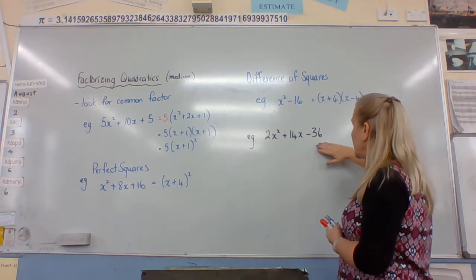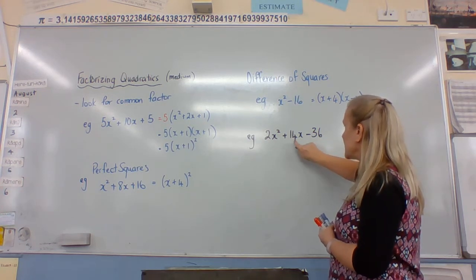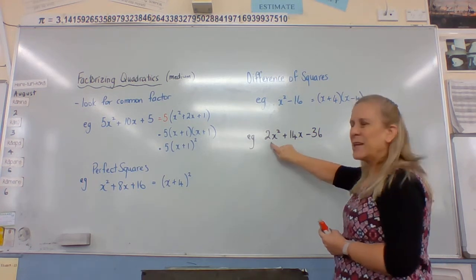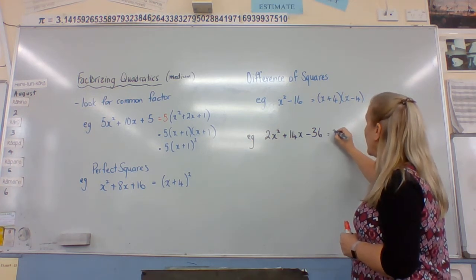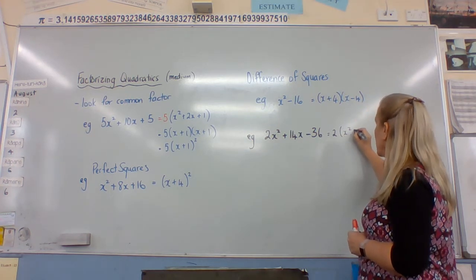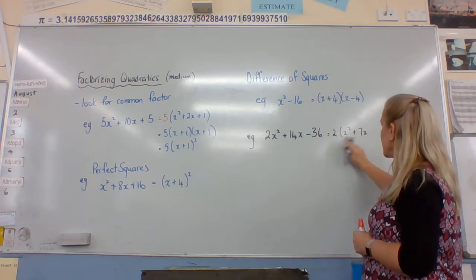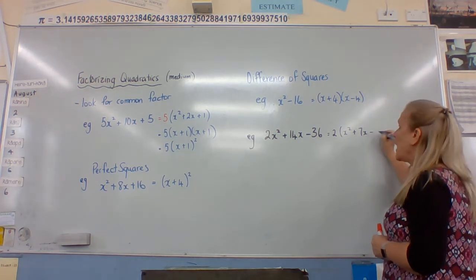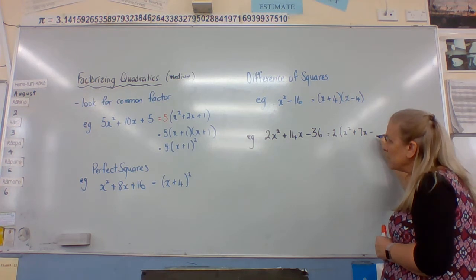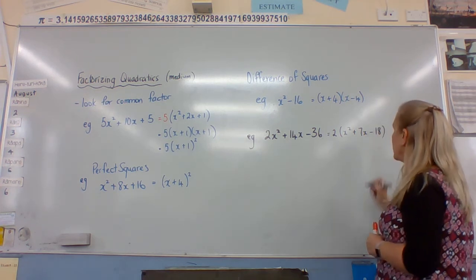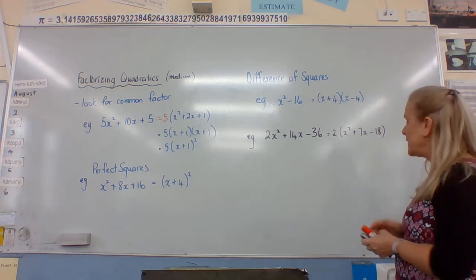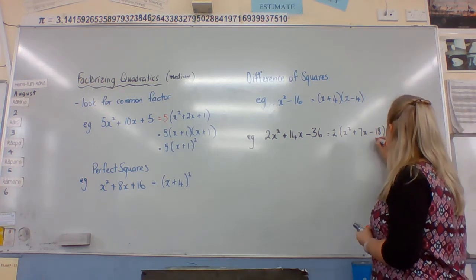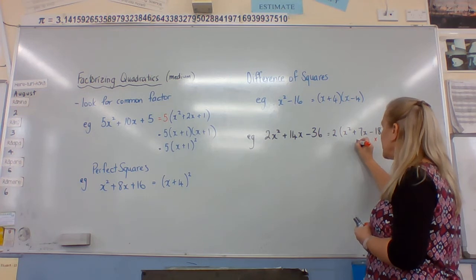So, we need to take a common factor out of 36, 14 and 2. Generally, we look at this number and it's probably that number. So, 2 out leaves x squared plus 7, because 7 times 2 is 14, minus 18. All right? What multiplies to give negative 18 and adds to give positive 7?